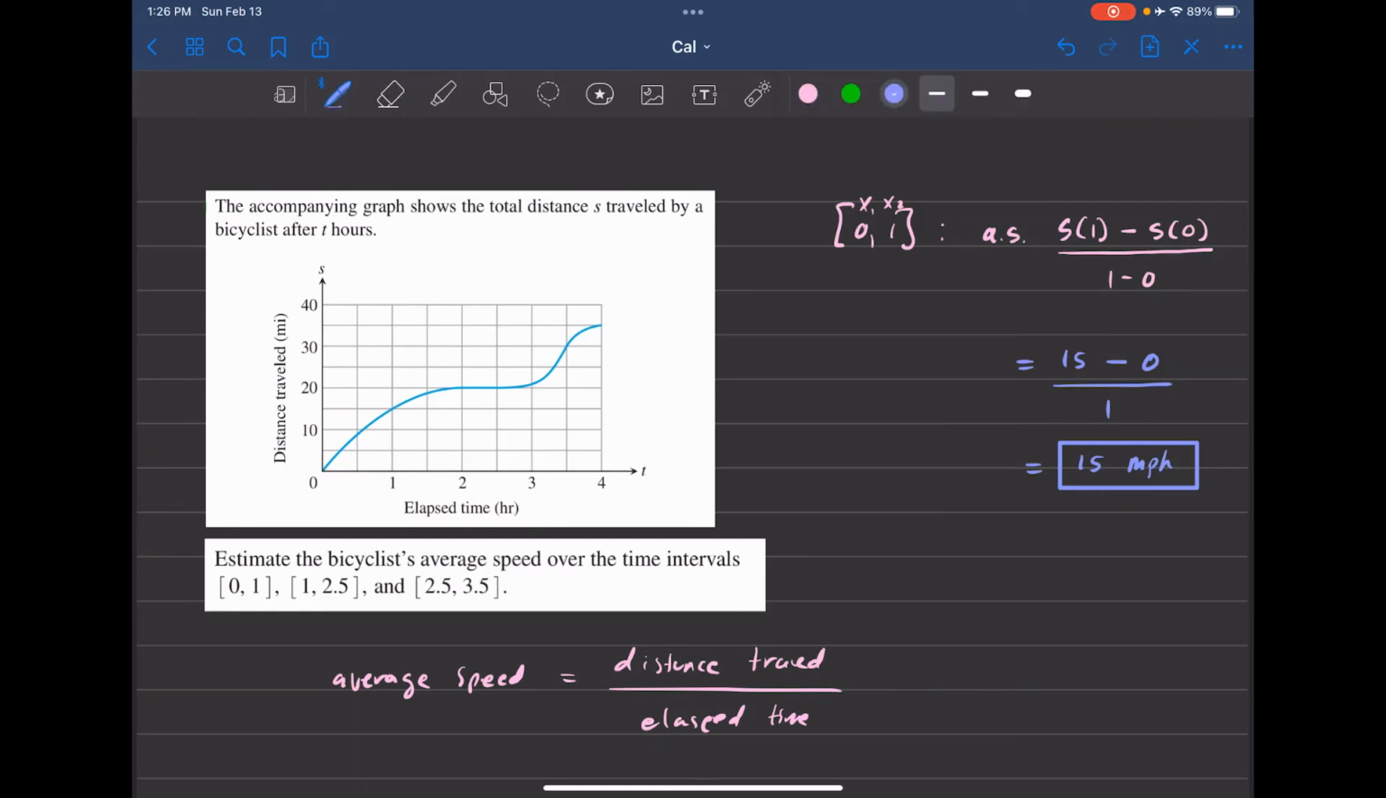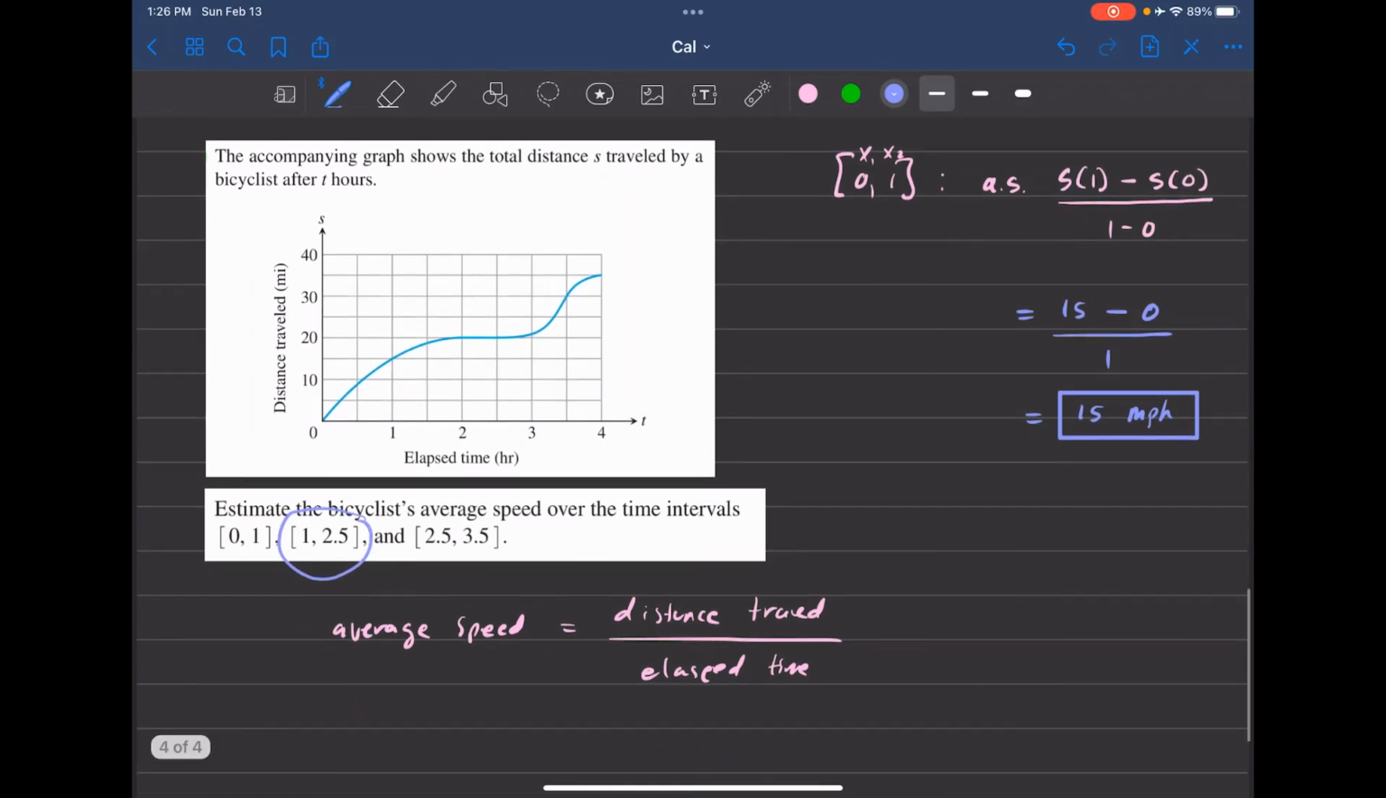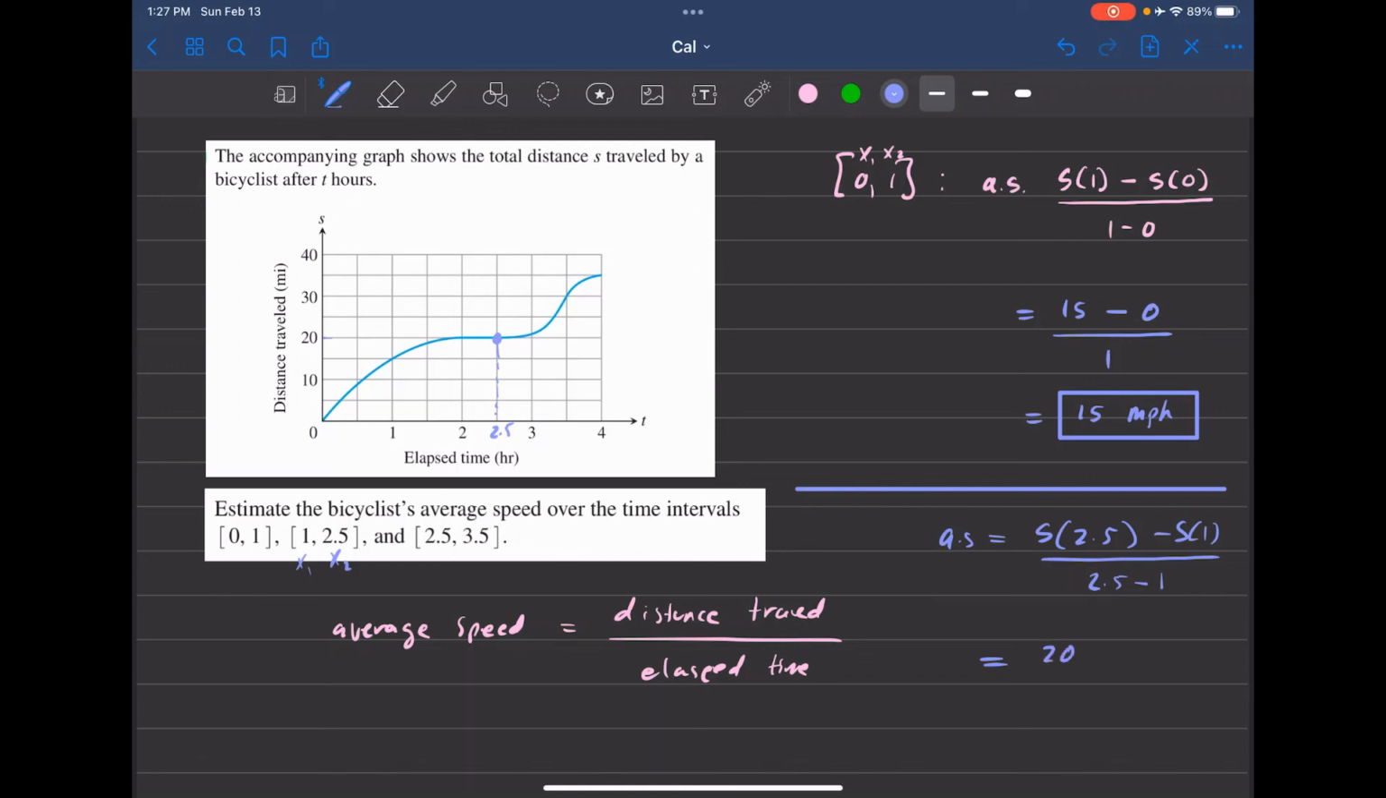Let's do the same thing for the next part, between 1 and 2.5 hours. Again, I will call 1 my x1 and 2.5 x2. So over that interval, we're looking for the average speed, which is s of 2.5 minus s of 1 over 2.5 minus 1. So 2.5 is right here. The height we're looking at is this one, and that is 20. So it's 20 minus s of 1.